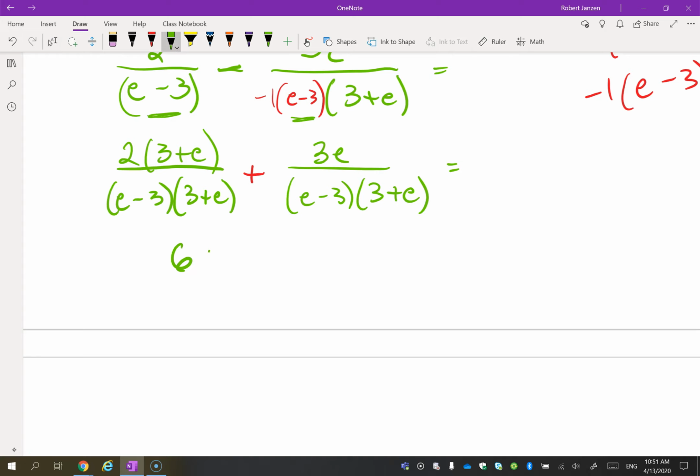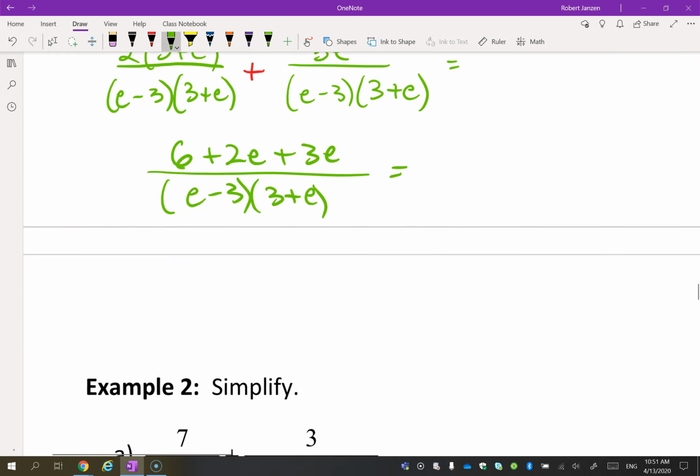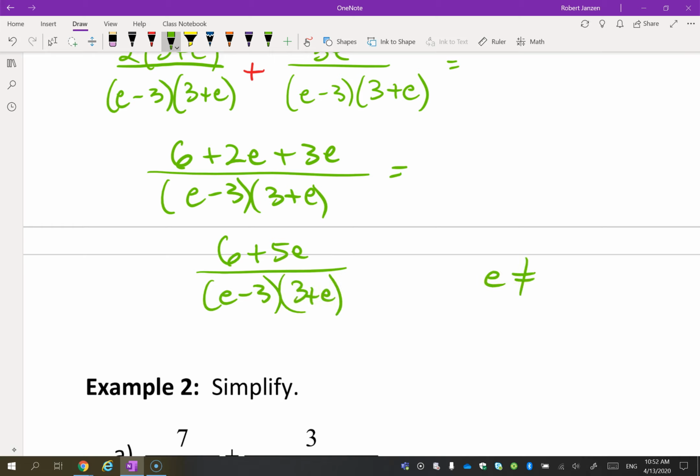So let's simplify this. 6 plus 2e plus 3e all over e minus 3, 3 plus e. I can simplify this further. 6 plus 5e over e minus 3, 3 plus e. E cannot be 3, and e cannot be negative 3.